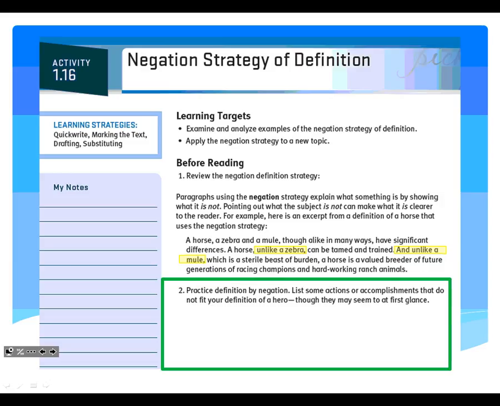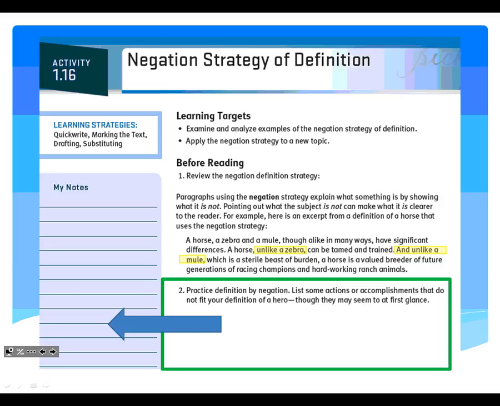Alright, now step 2 is going to be our next little target area here. So could you please read step 2 for us, Victoria? Active definition by negation. List some actions or accomplishments that do not fit your definition of a hero, though they may seem to at first glance.